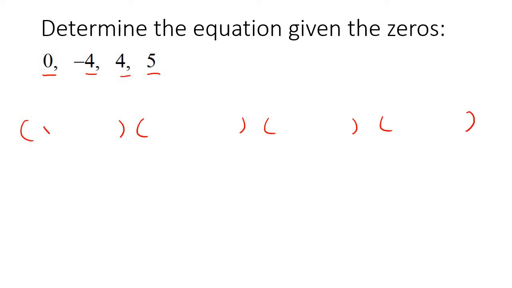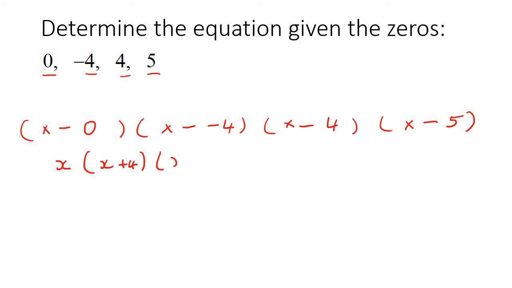Perfect. Then say x minus in all of them. Then just go fill in your zeros. We always say x minus, by the way. Now go simplify. So x minus 0 is x, minus minus becomes x plus 4, x minus 4, x minus 5. Next step, go multiply all of this together.